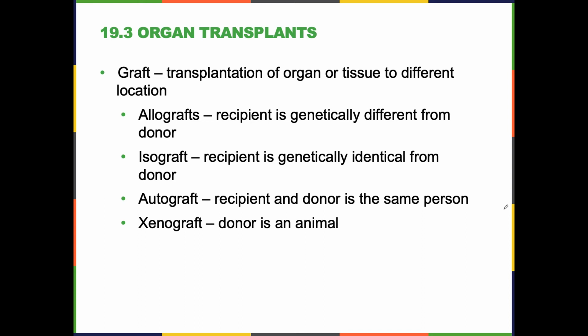An allograft is one where the recipient is genetically different from the donor. This is the most common type of transplant that you're going to get, maybe. An isograft is one where the recipient is genetically identical to the donor. This only happens in the case of identical twins, because they are the only people, as far as we know, that are genetically identical. An autograft is where the recipient and donor are the same person. So, I'm going to change what I said. This is probably the most common type of graft.